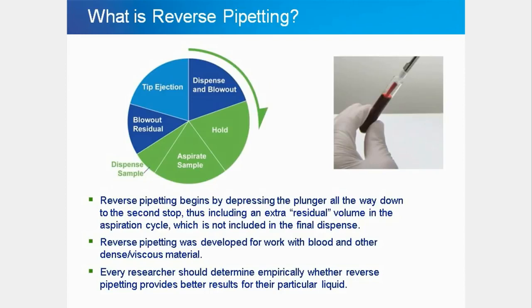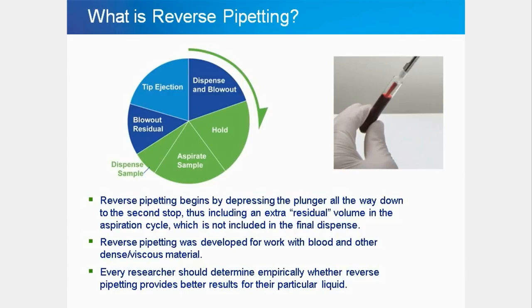We mentioned in the previous slides reverse pipetting, but what exactly is reverse pipetting? Reverse pipetting aspirates more liquid than required, meaning more than set on the micrometer, because it begins by depressing the plunger all the way down through blowout. Then, the correct amount of liquid is dispensed by only dispensing to the first stop, not through blowout. The residual liquid is removed by blowout, either into the trash or back into the original sample container.